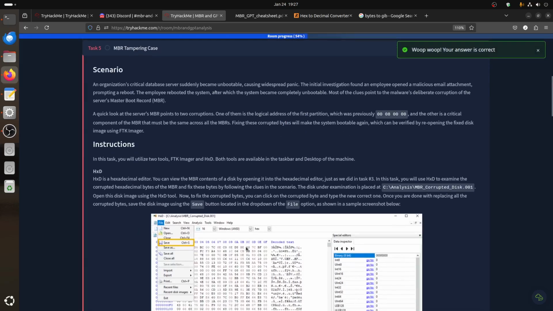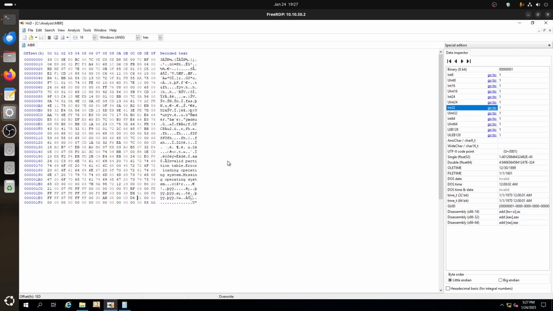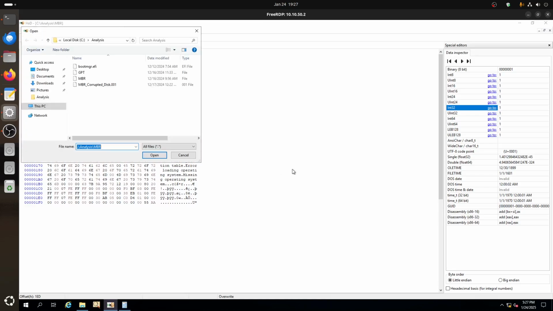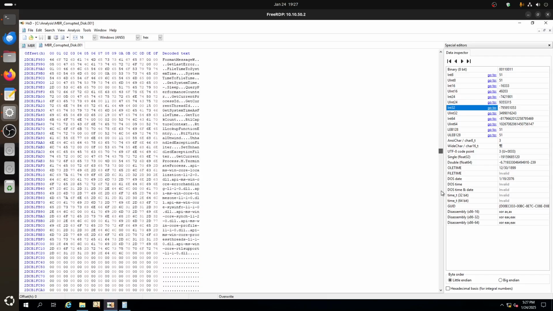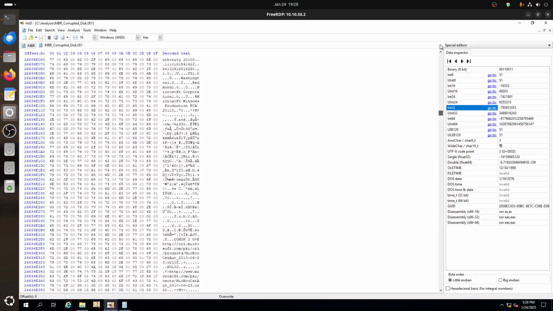Now let's start. The scenario they give us, because I remember the scenario, so we can open it now. You see they give us a corrupted MBR, but here we have the full disk. You can see the size of it, so that's why the search doesn't work when we do that. If we go to the corrupt one, you can see how long it is. So now we have a whole disk.